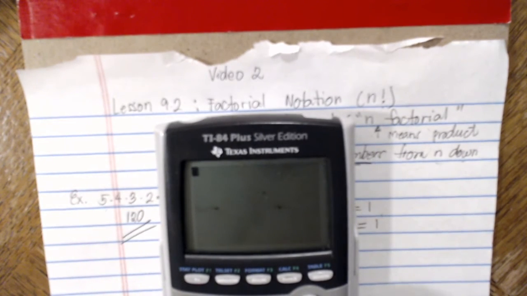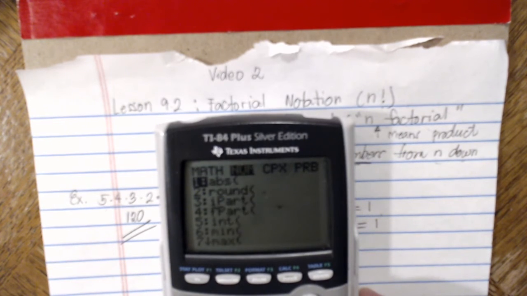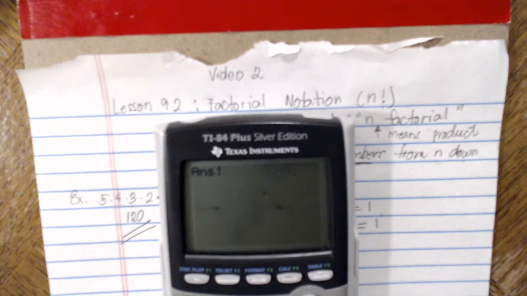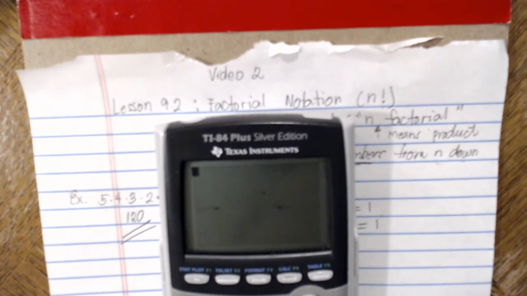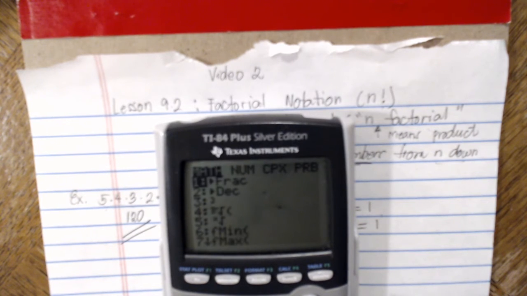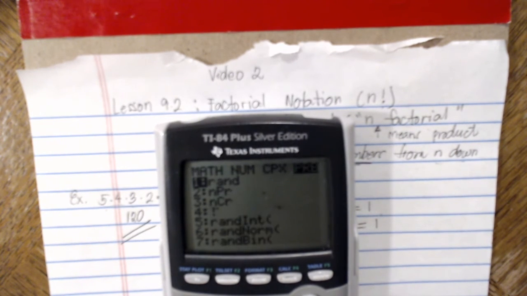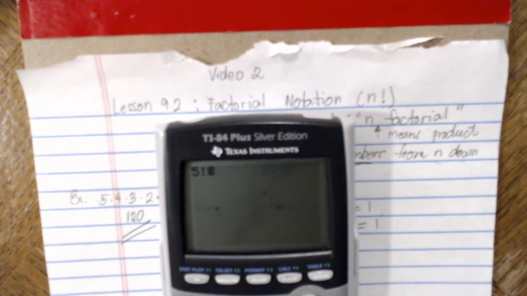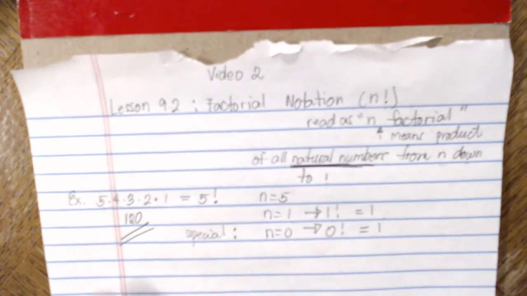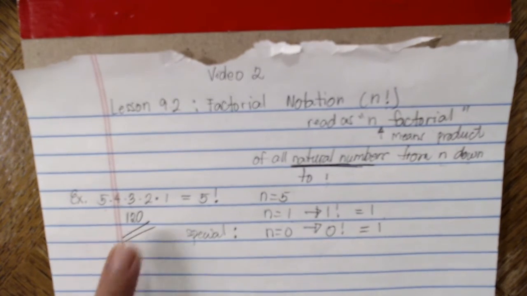You go to math, and you go to probability. It's number 4. Okay, so let's say for example 5 factorial, you type the 5 and then you want a factorial, right? So you go to math and then pick the factorial. So 5 factorial, now hit enter, then it says 120, which is exactly what we got.